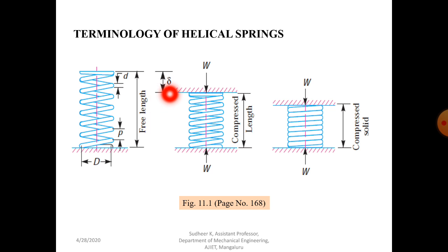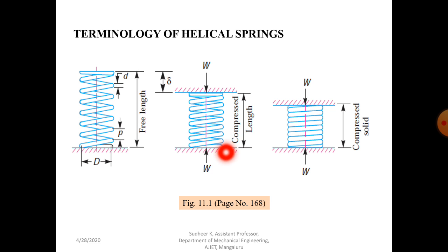So that is denoted by delta. So the free length is nothing but compressed length plus delta. So that is nothing but compressed length, and you can observe here. Whatever the coils, this is called a coil. The spring may have a number of coils. So these coils will not contact each other, but they may be subjected to load.